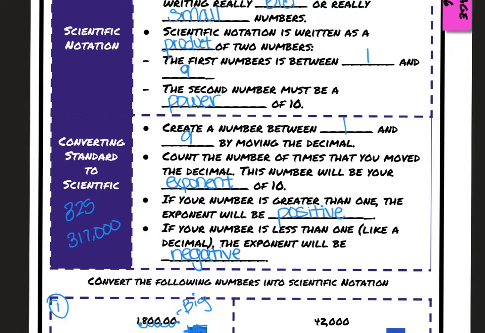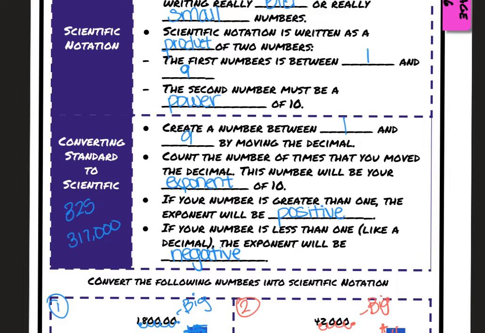Now let's look at example 2. Okay, I'm going to put my first decimal at the end, my second decimal between the first two numbers. Okay, so the number I created is 4.2. This is a big number, so I know my exponent is going to be positive. And I moved 1, 2, 3, 4. So that's going to be my 4.